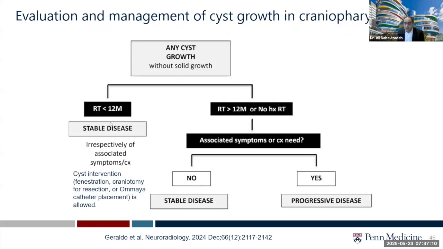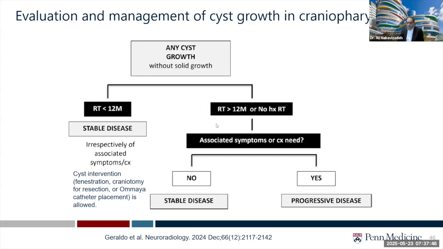For craniopharyngioma, the radiation would be key. So if we are within 12 months of completion of radiation, any cyst growth would be considered stable disease irrespective of associated symptoms or surgery. And surgery is allowed, the cyst intervention, whether that's through fenestration or craniotomy or a catheter placement, that is allowed, but that wouldn't mean that the patient has progressed if we only see growth of the cystic component within 12 months of completion of radiation.